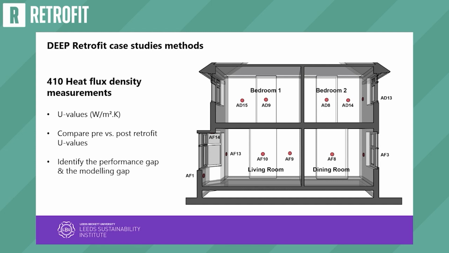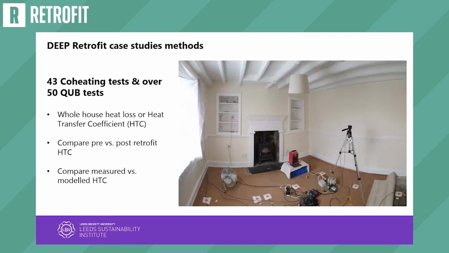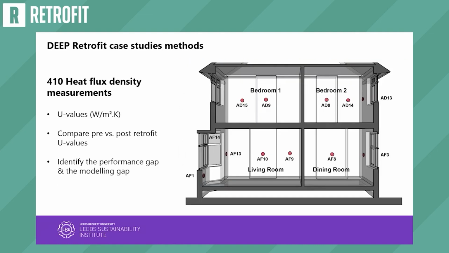So we went through and we did 43 retrofit co-heating tests. It's probably the largest retrofit evaluation project ever undertaken. If you think each co-heating test has to take at least 4 weeks, it's a huge undertaking. This is not a small project that we did. It took us 3 years as well. So 410 individual heat flux plates across those 14 homes, on lots of different elements, to try and measure the before and after thermal performance of individual elements.